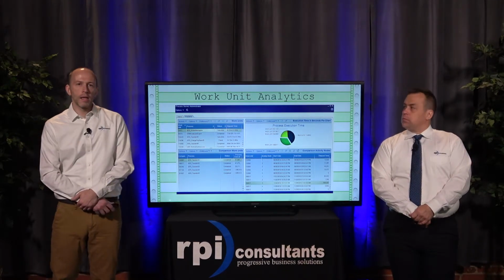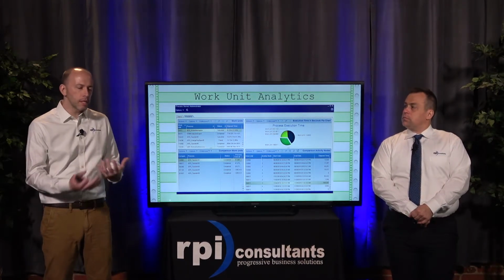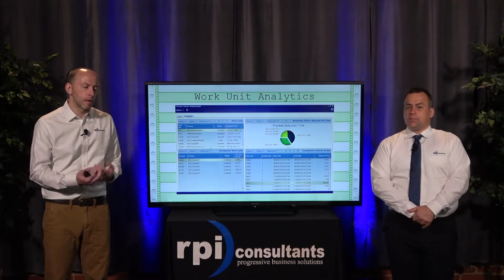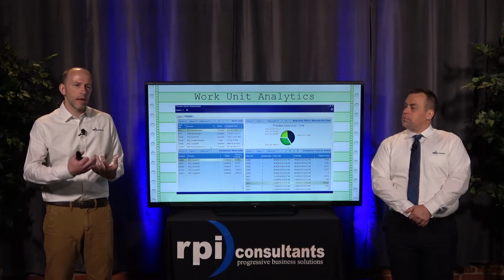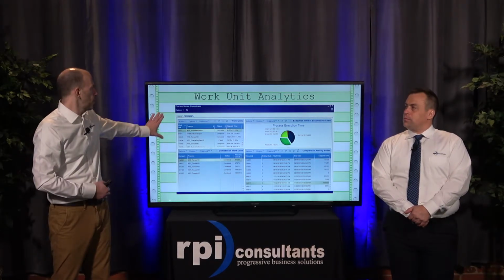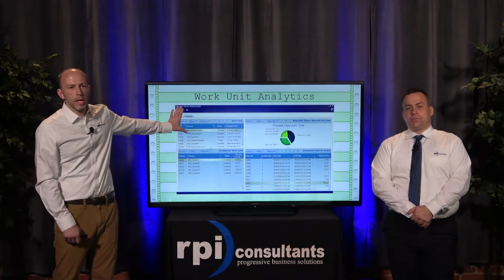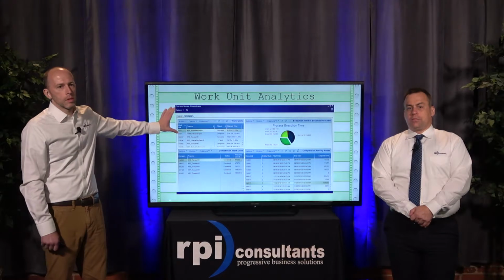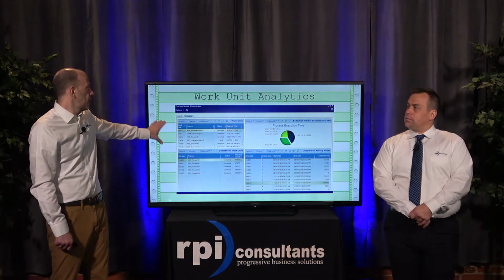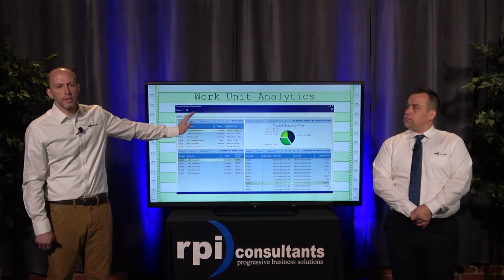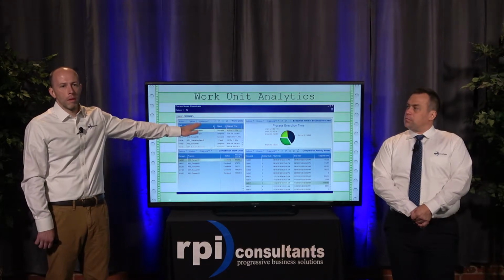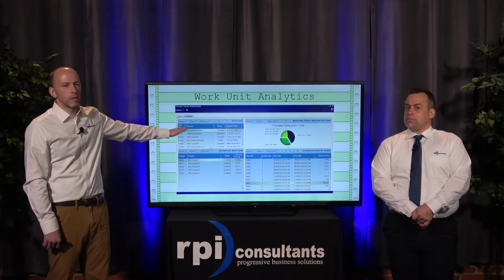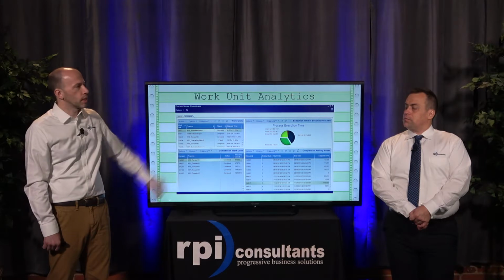If we look at the Analytics tab, there are some pretty cool things that you can do here. In the upper left-hand quadrant, I'm looking at basically all my active work units. It's just four columns, slimmed down. It's giving me the work unit number, the process, the status, and the elapsed time. So if it's still processing, obviously that counter is going to continue.